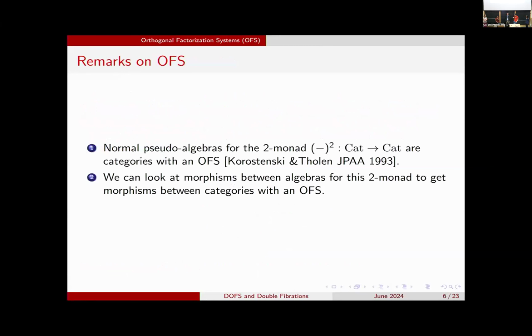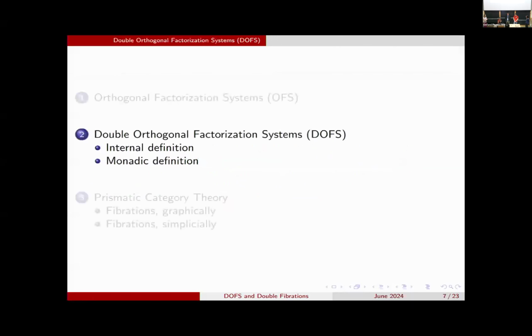Something which is known on orthogonal factorization systems is that normal pseudo algebras for the two monads, power of 2 on Cat, are categories with orthogonal factorization systems. And we can use this to obtain a category of categories with orthogonal factorization systems by looking at morphisms between algebras for these two monads to get morphisms between categories with an orthogonal factorization system. And I guess now it's time to introduce double orthogonal factorization systems, which we will start by introducing double categories and examples, and that will be done by Ruben.